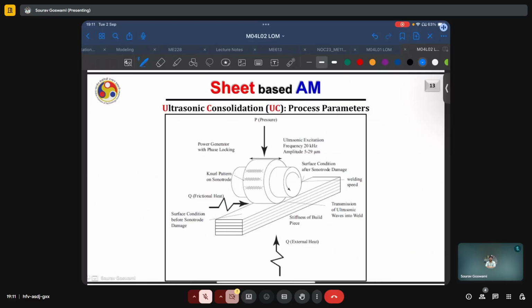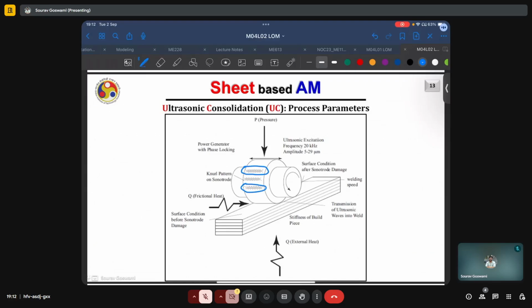Here we see how on the face of the sonotrode we have these rough patterns which have been knurled onto the surface. This knurl pattern is actually a necessary evil. On the one hand, it is necessary to prevent any relative motion between, say, the foil in the present layer and the sonotrode, because if there is relative motion, then the sheet can get deformed. The oxide layers between this present sheet and the pre-deposit material will not break up properly.